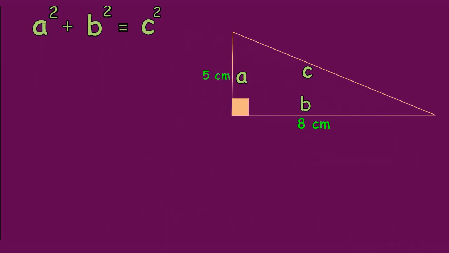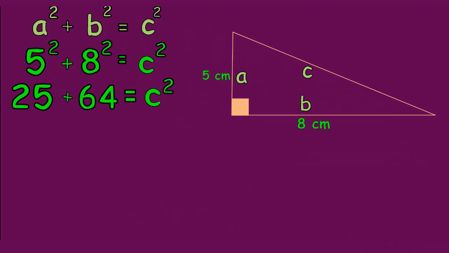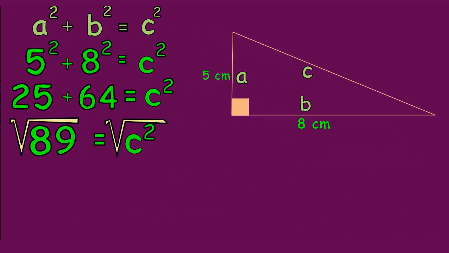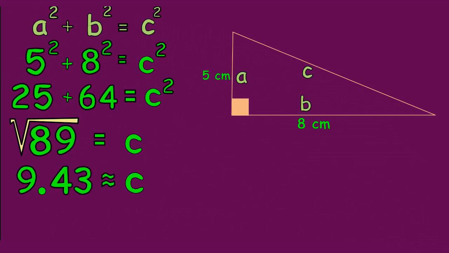When we plug the side lengths into our equation, we have 5 squared plus 8 squared equals C squared. Since 5 squared equals 25 and 8 squared equals 64, we now have 25 plus 64 equals C squared. We can simplify further by adding 25 and 64 to get 89 equals C squared. If we take the square root of each side of the equation, we are left with the square root of 89 equals C. Using a calculator, we can find that the square root of 89 is approximately 9.43. That means that the third side is approximately 9.43 centimeters long.